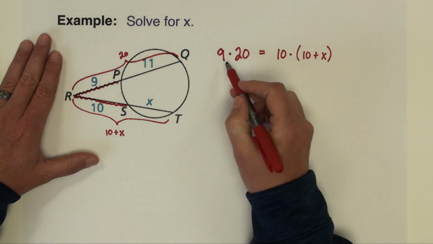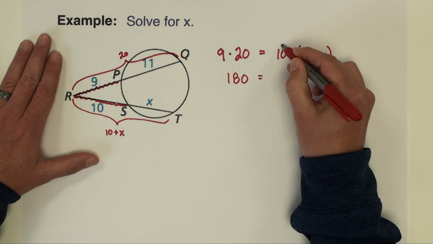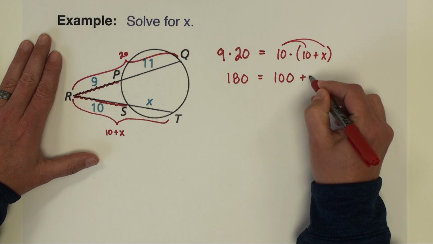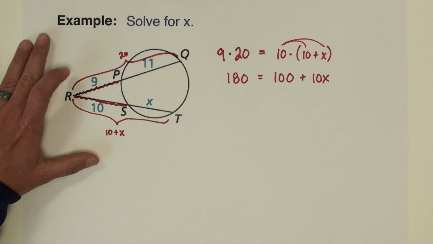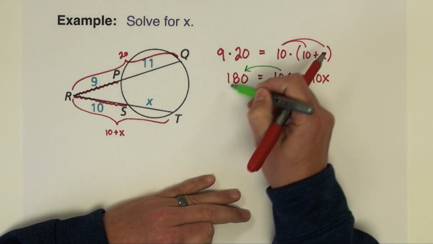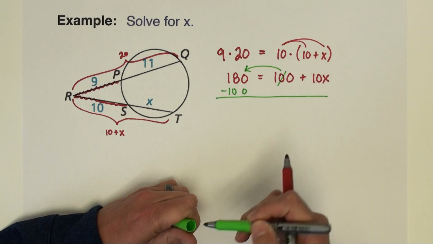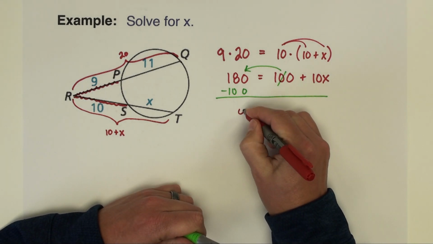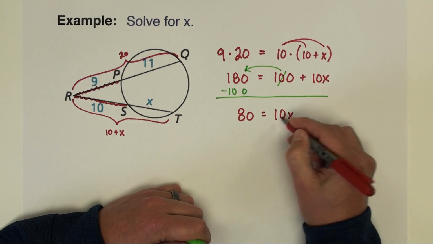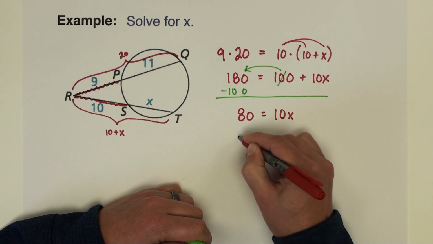Now we can start to solve this equation. 9 times 20 is 180 equals, and we'll distribute the 10 there. We have 100 plus 10x. And take our 100 and subtract it to the left-hand side, giving us 80 equals 10x. And divide both sides by 10, we get x equals 8.